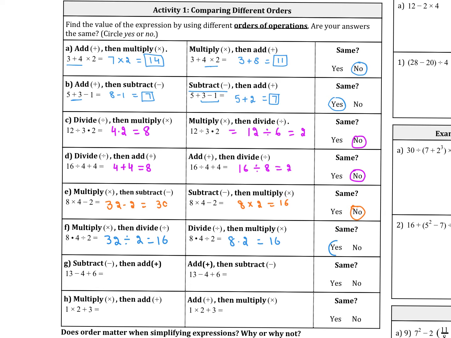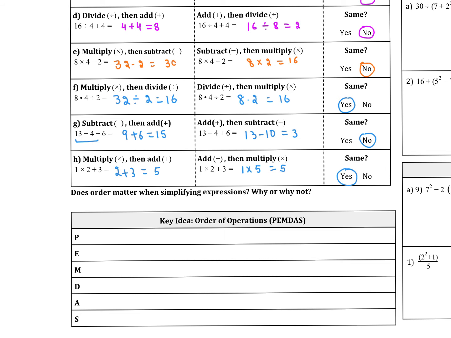In this case, it is yes. Subtract first, 13 minus 4, and that's going to be 9, and 9 plus 6 is 15. 13 minus 10, that is 3, no. And then you're going to get 2 plus 3, and that's 5. In this case, you got 1 times 5, and that's 5. In this case, yes.